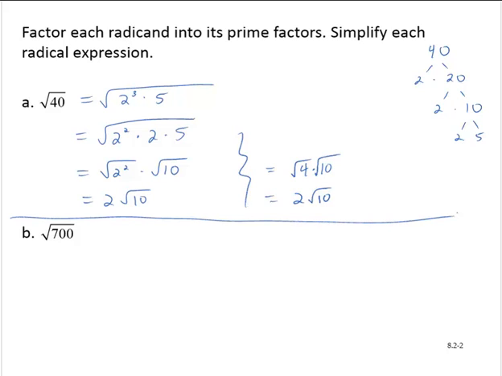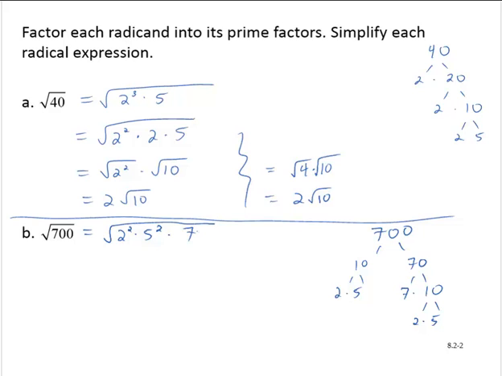The square root of 700. Well, again, let's do a little side work here. 700 is, I don't know, how about let's use 10 times 70. 10 is 2 times 5. 70 is 7 times 10. And that 10 is 2 times 5. So I have then the square root of 2 squared by 5 squared by 7.